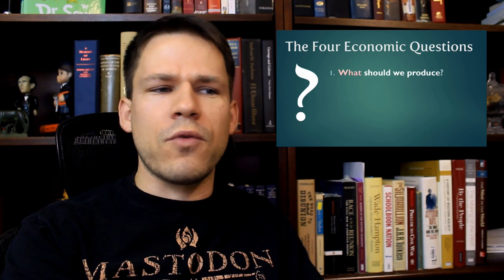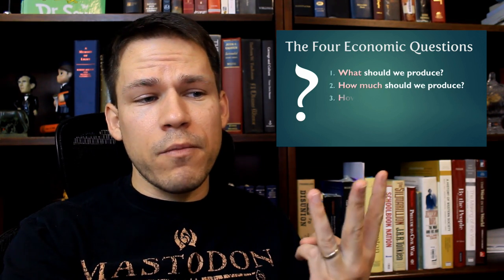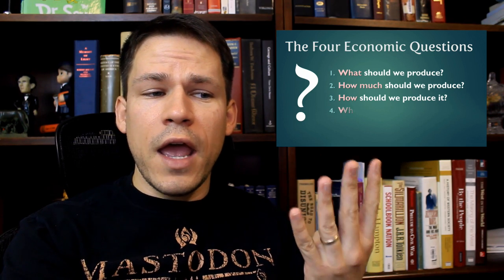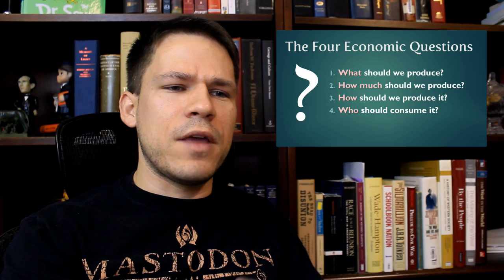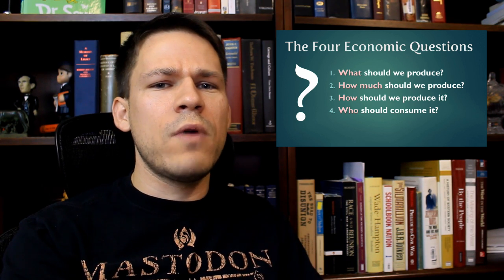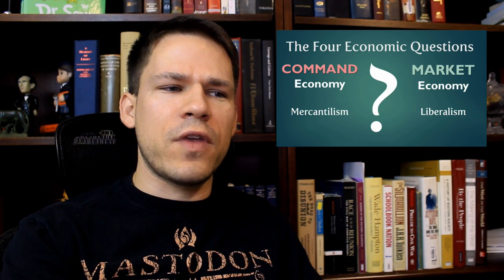And economics really goes down to the four economic questions and how you'd answer them. First of all, what should we produce? Second of all, how much should we produce? Third, how should we produce it? And fourth, who should consume it? Now, the type of economy that you have really comes down to how a society answers these questions.